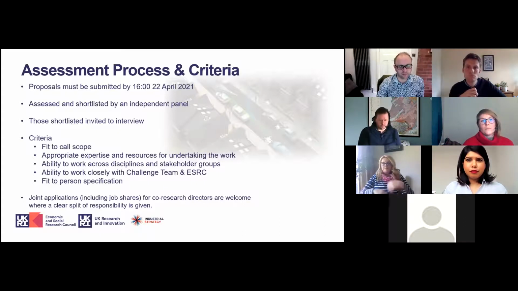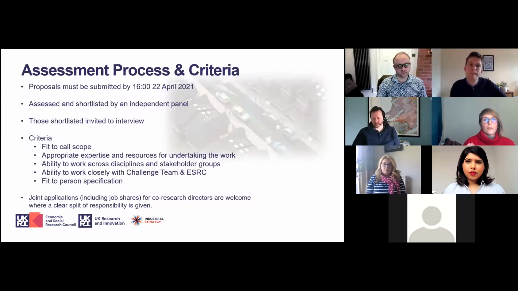Where a clear split of responsibility is given, that is totally acceptable. In the JES application, of course, you can only put one person as the PI. So we need to put one as the PI, and the second co-research director is listed as a co-I. But we're expecting that the split of the role should be equal, and therefore they are co-research directors rather than a co-I.